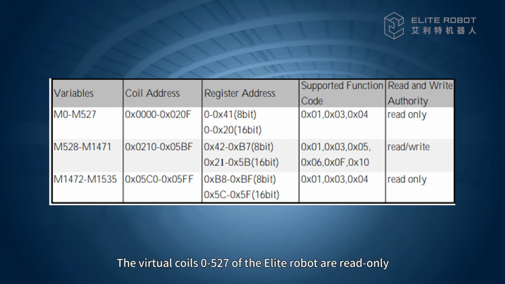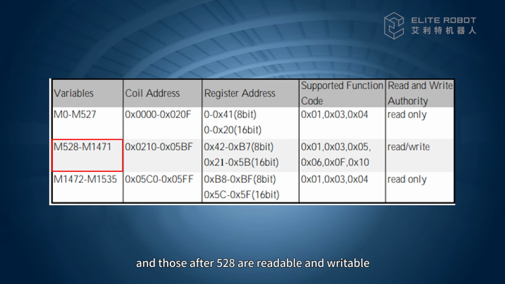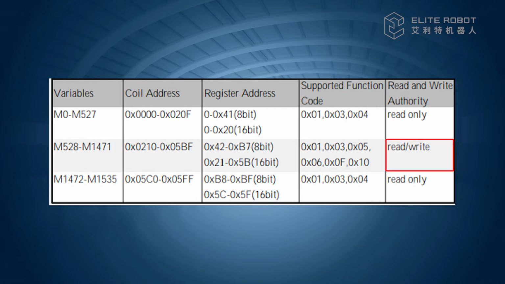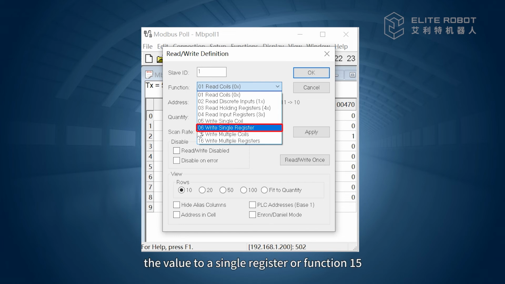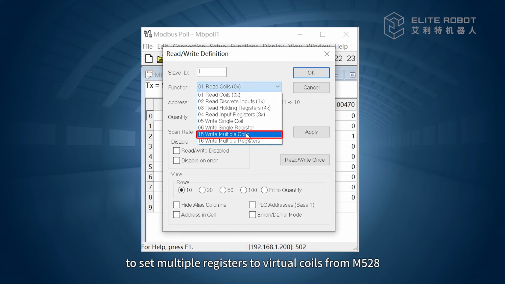The virtual coils 0 to 527 of the Elite Robot are read-only, and those after 528 are readable and writable. Therefore, we can use function code 6 to set the value of a single register, or function 15 to set multiple registers to virtual coils from 528.